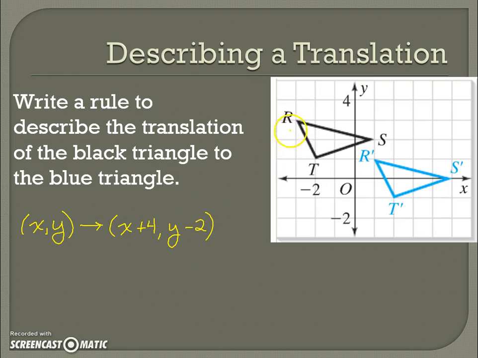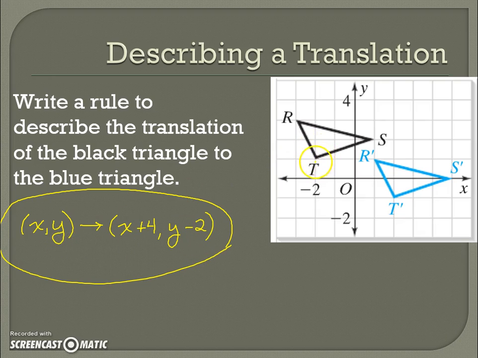Or you could think of this numerically. How do I get from -3 to 1? I add 4. How do I get from 3 to 1? I subtract 2. All right, so this is the rule in arrow notation. This is going to be what I'm looking for. So for each one of these points, this rule will work.